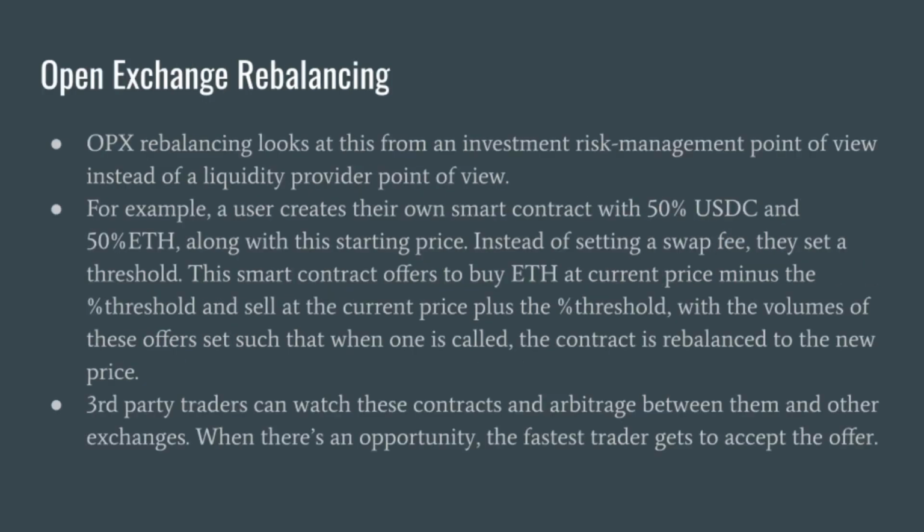For lack of a better term, I'll call this an OPEX rebalancer or open exchange rebalancer. This is a smart contract I'm working on that users can deploy themselves and tweak to match their long-term or short-term goals. Let's say the user creates a portfolio with 50% USDC and 50% ETH. Instead of setting a swap fee, they set a percent threshold and create two offers, one for selling ETH at the starting price plus the threshold percent, and another to buy at the price minus the threshold percent. The maximum volumes for each of these offers are set such that the portfolio will be rebalanced once one of the offers is taken up.